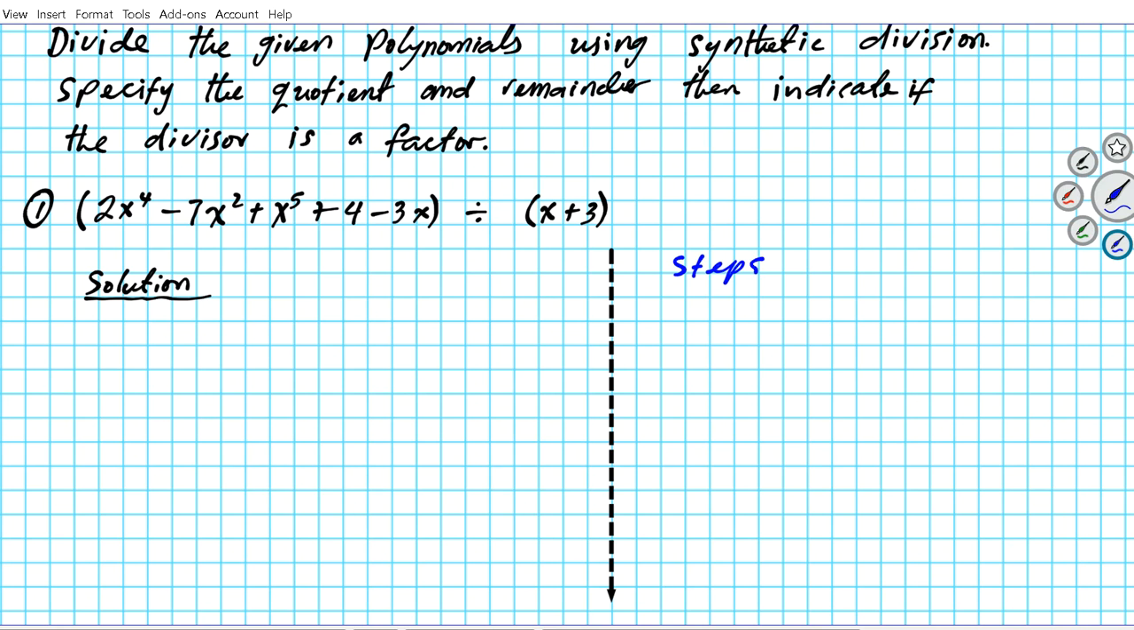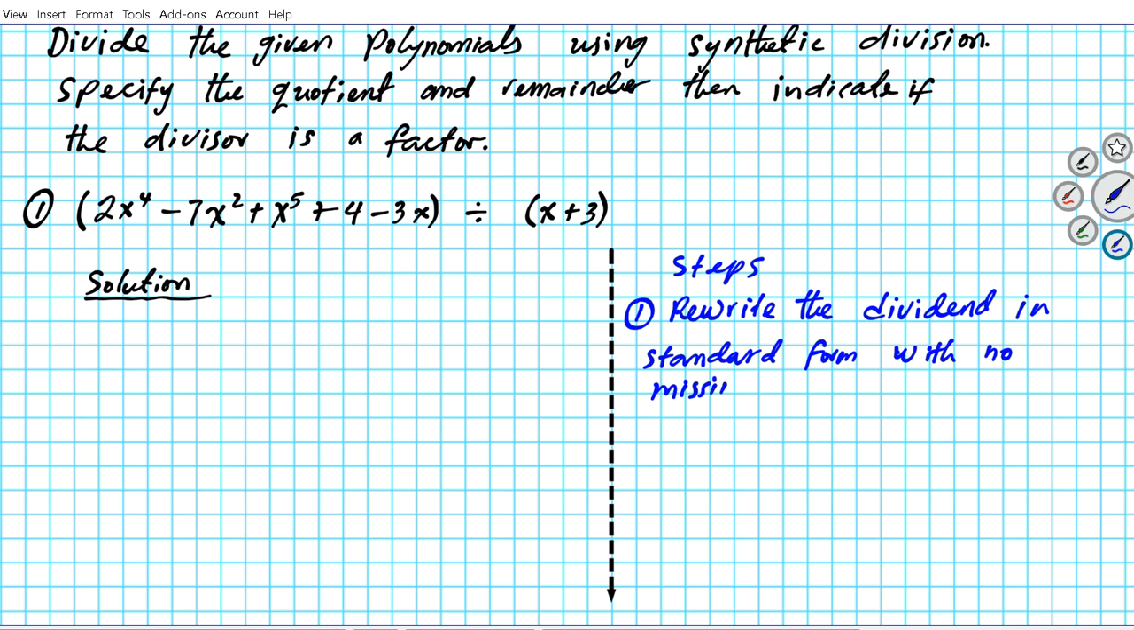The first thing we have to do to use the synthetic division algorithm is rewrite the dividend in standard form with no missing places. If there is a degree term that's missing, we just insert a placeholder there.